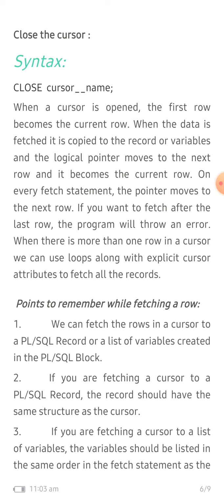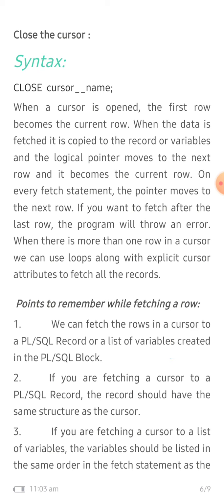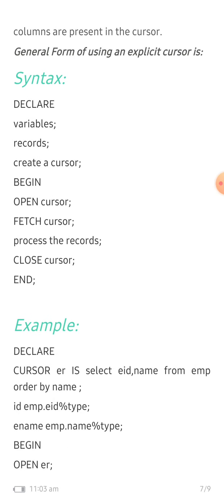Points to remember while fetching a row: we can fetch the row in the cursor into a PL/SQL record or a list of variables created in the PL/SQL block. If you are fetching a cursor into a PL/SQL record, the record should have the same structure as the cursor. Next, if you are fetching a cursor into a list of variables, the variables should be listed in the same order in the fetch statement as the columns are present in the cursor.